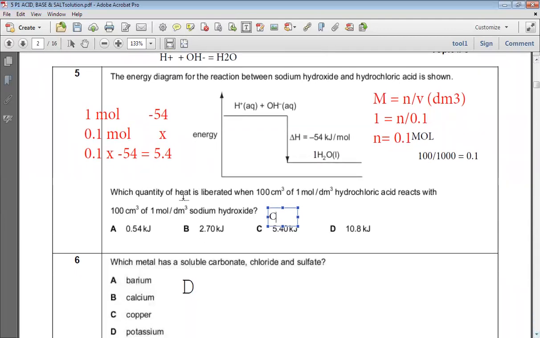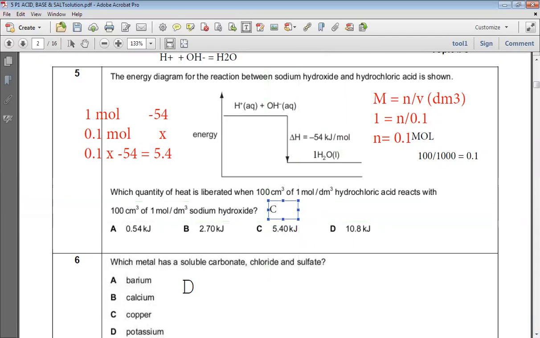So which quantity of heat is liberated? 100 centimeter cube of 1 molar per dm cube of hydrochloric acid reacts with sodium hydroxide. So concentrations are given. That is why option C is correct for the given question.